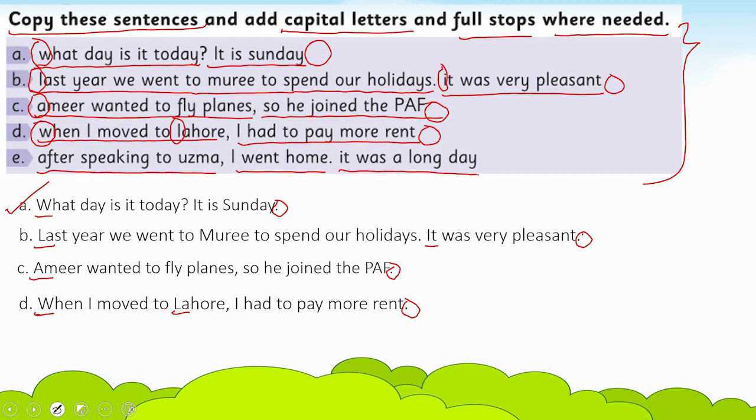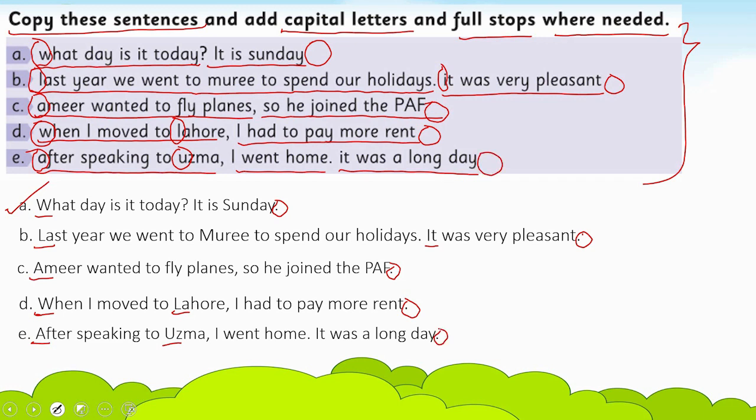The next sentence is, "After speaking to Uzma, I went home. It was a long day." Here again, you are clearly seeing that the A of "after" is small, which should be capitalized, and the U of Uzma should be capitalized because Uzma is a proper noun. Again, there is no full stop mentioned at the end of the sentence, and the full stop is mentioned here, and the I of "it" should be capital because it is a new sentence here.